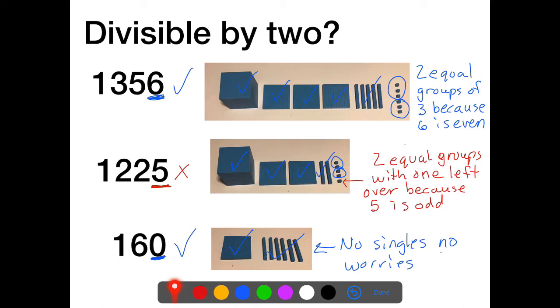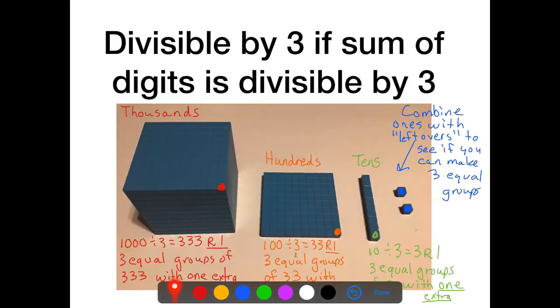160 is divisible by 2 because the ones place is 0. We ignore the hundreds and the tens. There are no ones to break into groups, so it is divisible by 2.